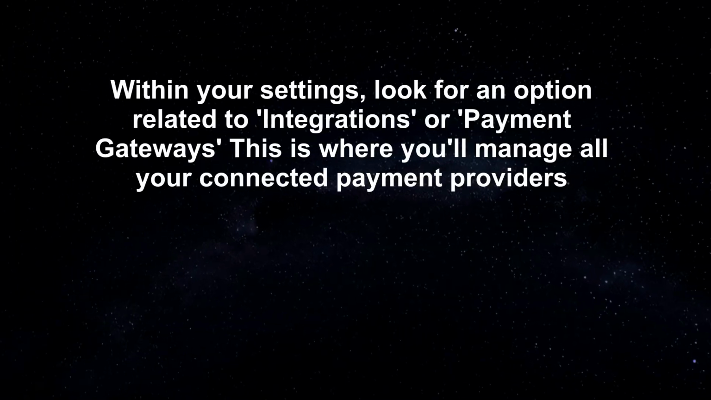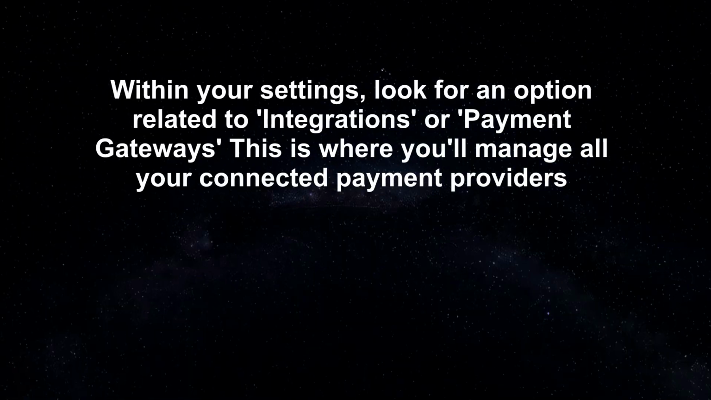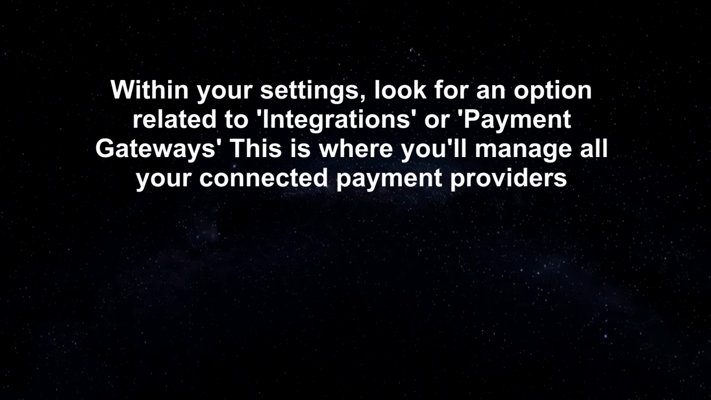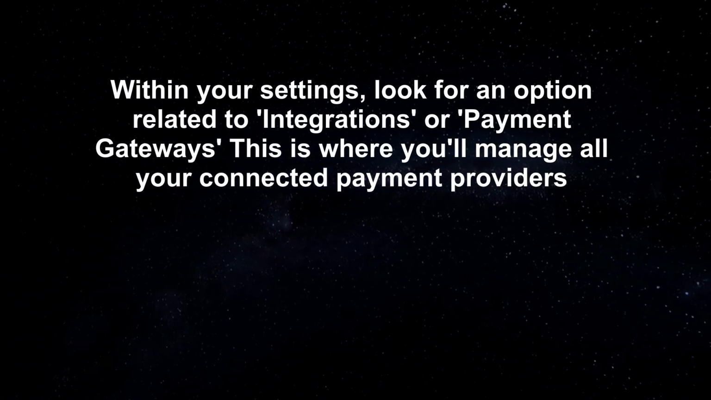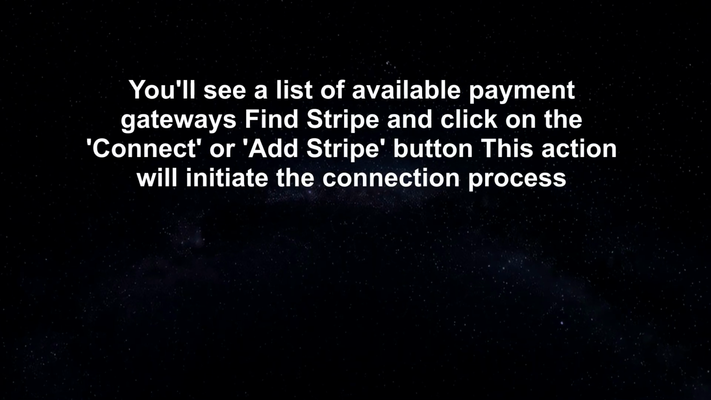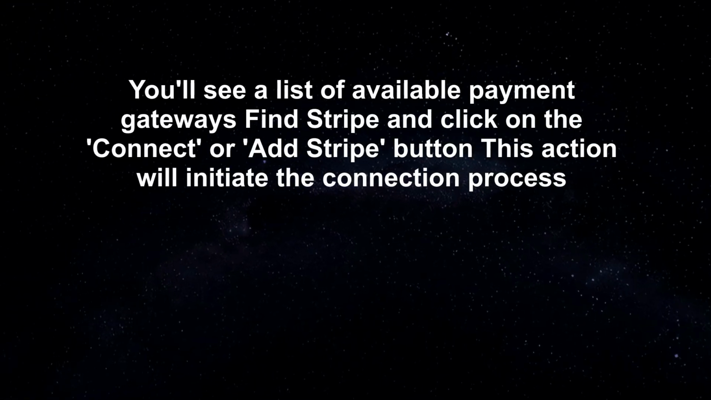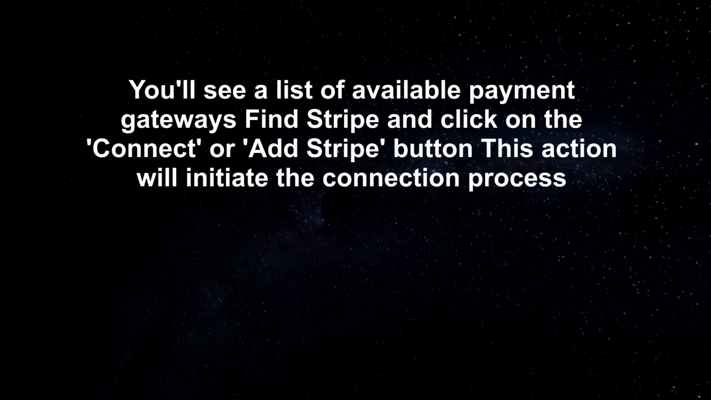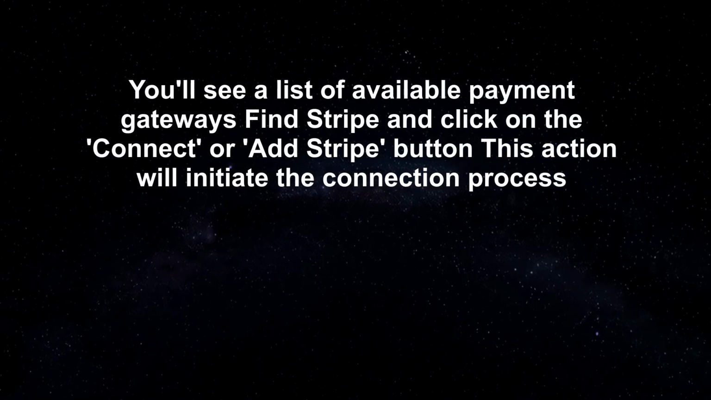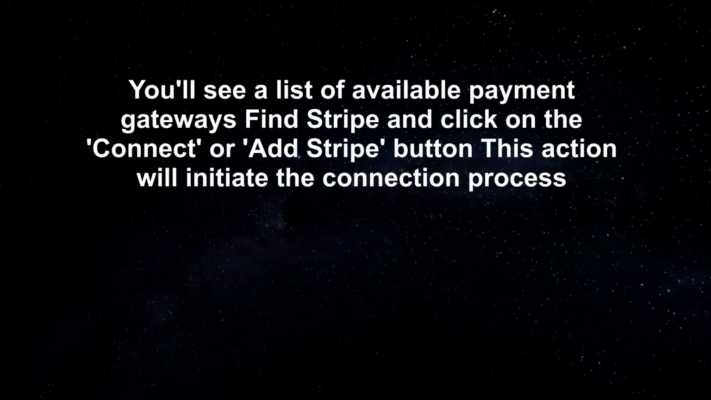Within your settings, look for an option related to integrations or payment gateways. This is where you'll manage all your connected payment providers. You'll see a list of available payment gateways. Find Stripe and click on the Connect or Add Stripe button. This action will initiate the connection process.